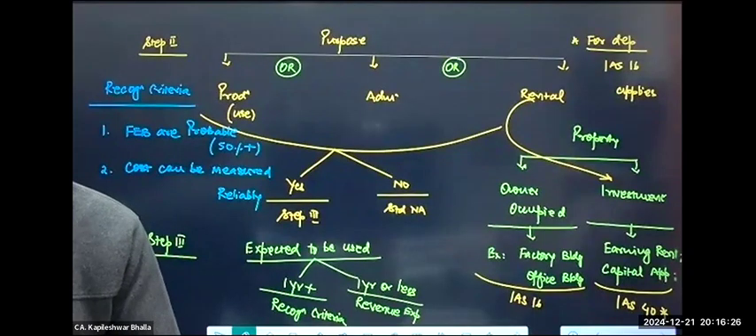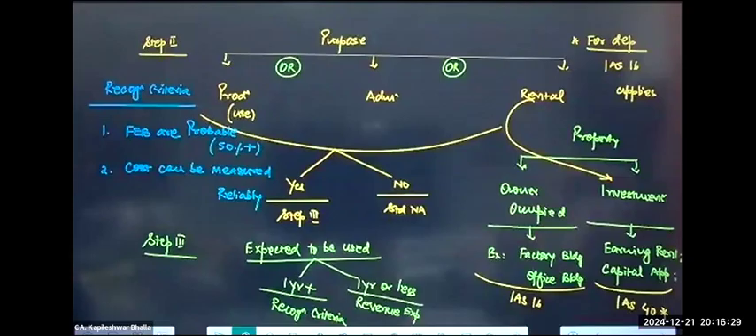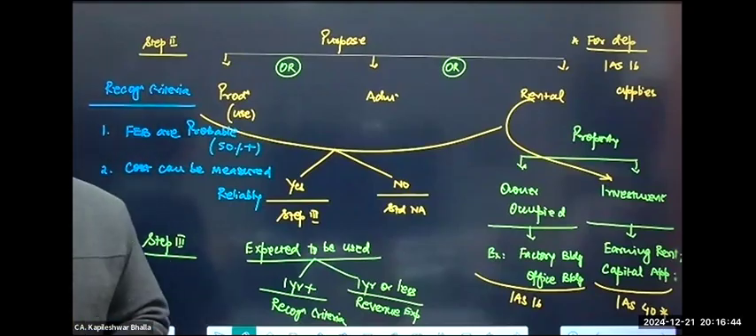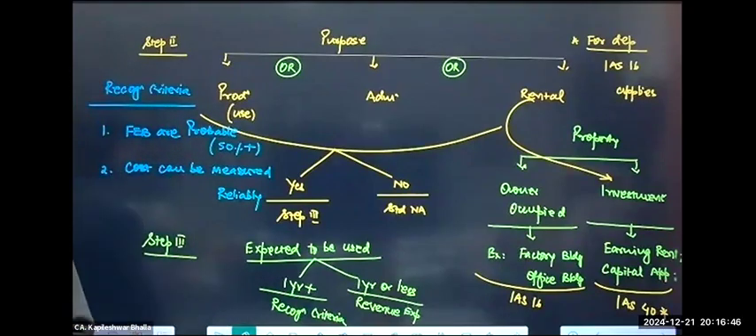Just a minute, sir. So could you repeat the 50% plus part? Yeah, for the economic benefits which you are going to get, there should be a more than 50% probability that benefits will be obtained, directly or indirectly. Okay, thank you, sir. You're welcome.